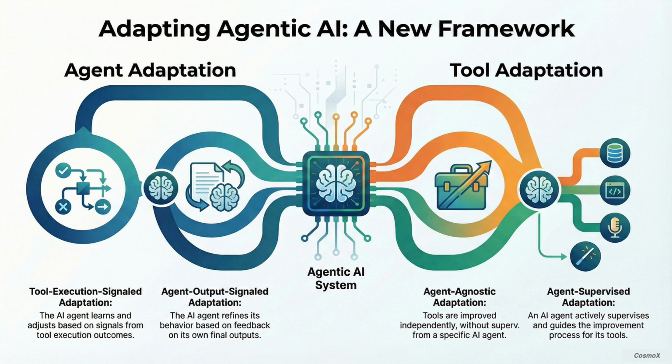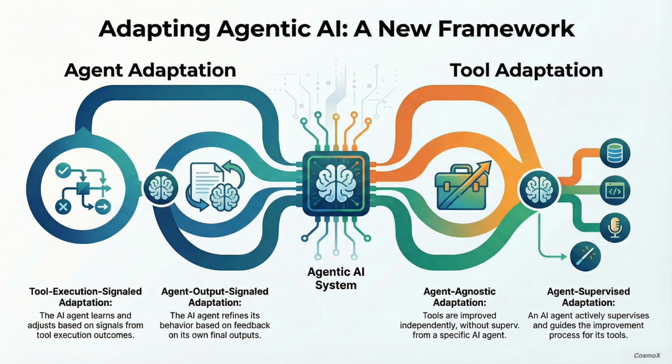What's the other form? That would be agent-supervised adaptation. And here, the agent, usually the LLM, is the one that spots a problem with the tool and then actively works to fix it. It might generate new instructions or even code to improve the tool for the next time. Wow, okay. So the agent is acting like a manager. It's submitting bug reports or even writing the patch itself. That's a great way to put it.